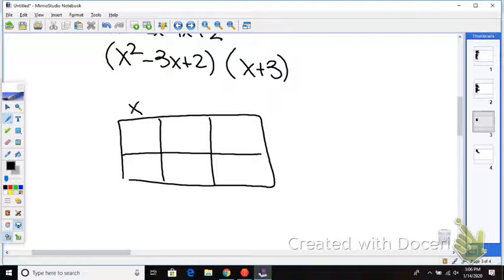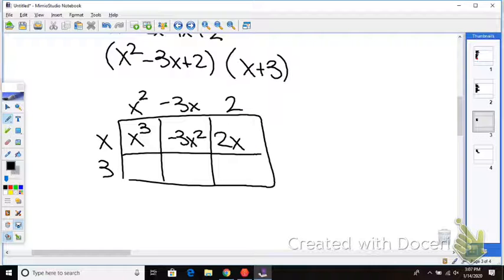So the box method would look like this. X squared minus 3x and a positive 2. So put all the terms on the top of the box. And then x plus 3 on the side. And then just multiply each box together. So x times x squared would be x cubed. X times negative 3x would be negative 3x squared. X times 2 is 2x. 3 times x squared is 3x squared. 3 times negative 3x would be negative 9x, and 3 times 2 is 6.